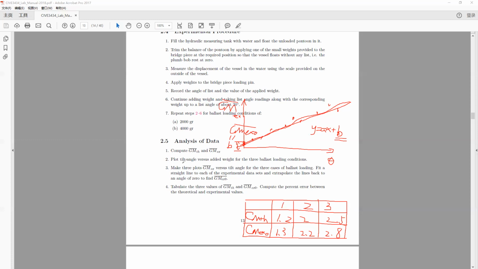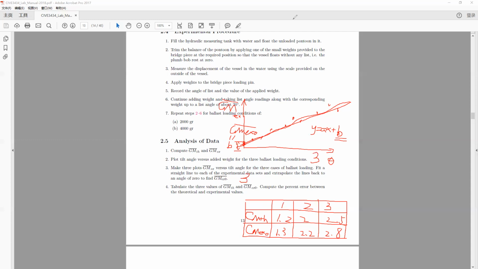That's one table. And plot tilting angle versus added weight for the 3 ballast loading conditions, so that's 3 plots for part 2. Then make 3 plots of GM experimental versus tilting angle. That's another 3 plots, so 6 plots in total, and 2 tables for part 1 and part 4. So 2 tables, 6 figures. That's what I want. I think that's pretty much it.